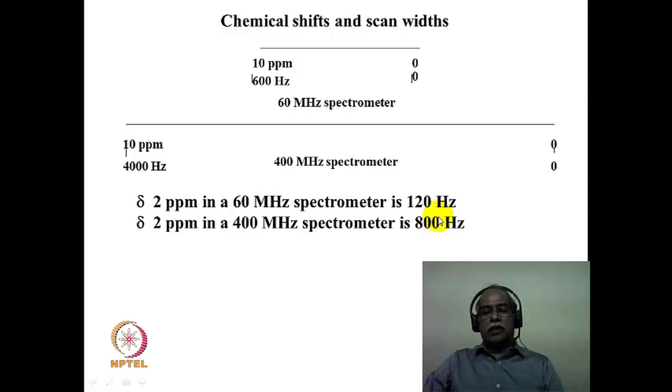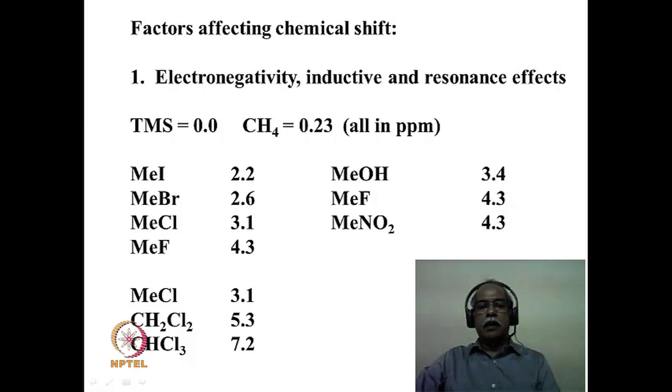So such a large difference in frequency is there in this 0.1 ppm difference in the two signals. There will be a large difference in the hertz value of the corresponding signal. Hence the high spectrometer frequency corresponds to a high resolution spectrometer. Let us now look into the factors that affect the chemical shift value.